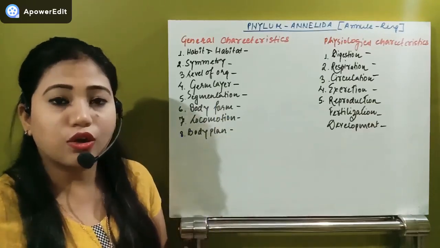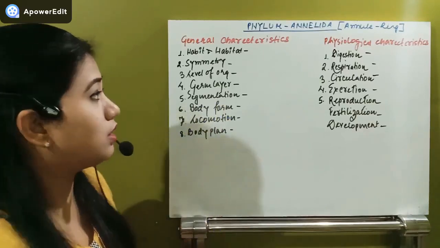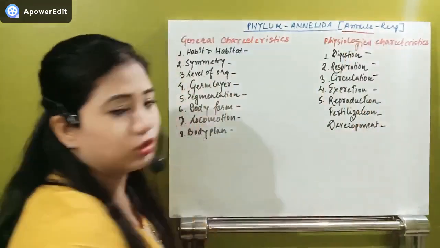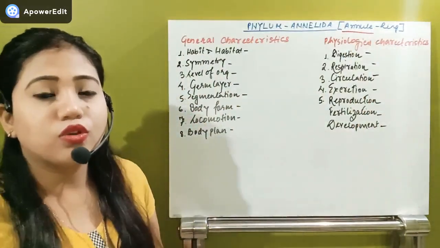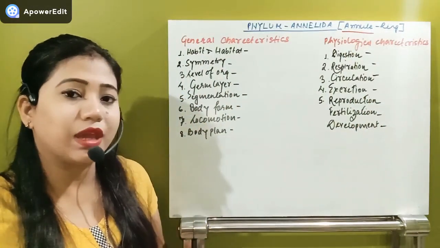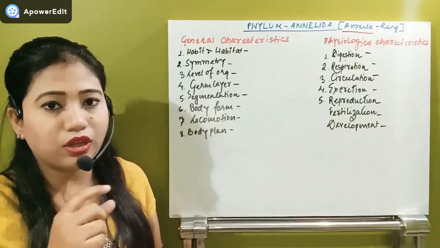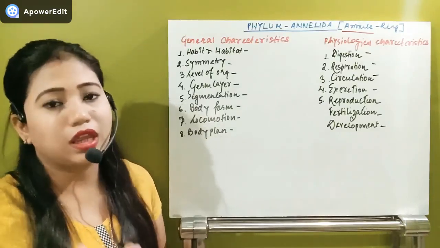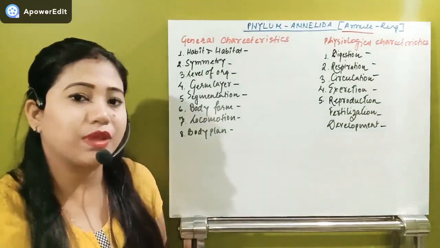So what does the term Annelida mean? Actually, Annelida comes from the word annulus, and the word annulus means ring. So in the phylum Annelida, the species have body ring structures, or in biology we call it segmentation or metameres.